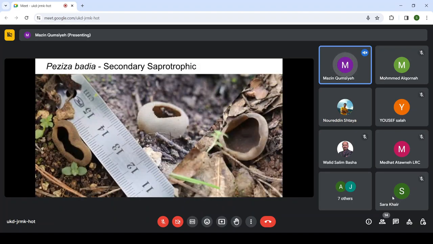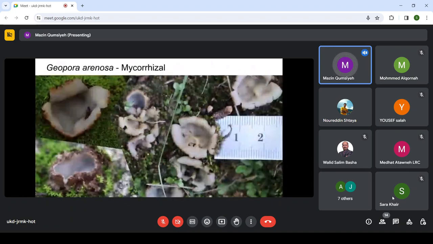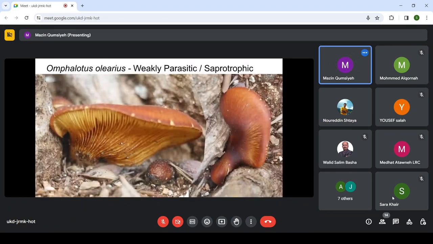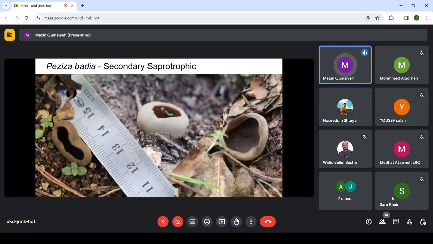So here is another ascomycete. You can see the morphological resemblance to the photo that I showed earlier, this Geopora arenosa, right? It's a cup fungus. So that cup shape quickly identifies it as Ascomycota as opposed to Basidiomycota. And this is a secondary saprotroph. So again, it's growing in soil. It's breaking down already decomposed matter.